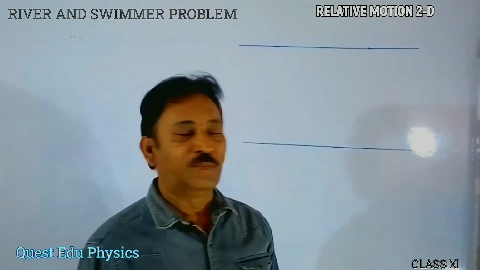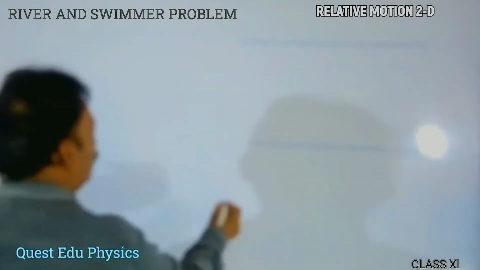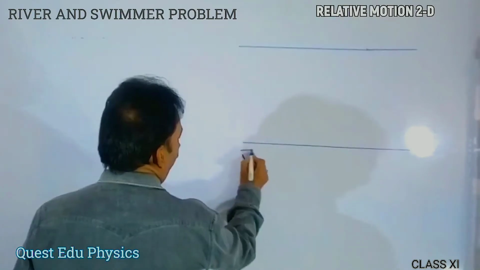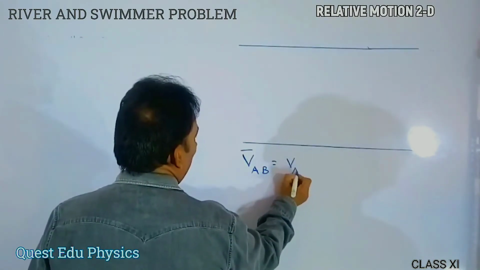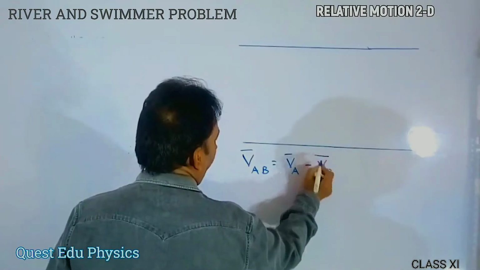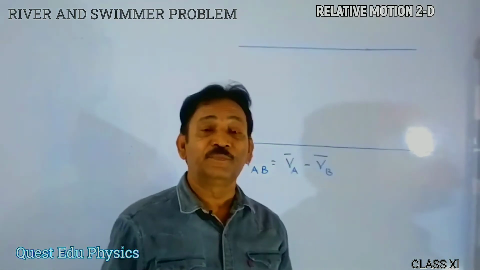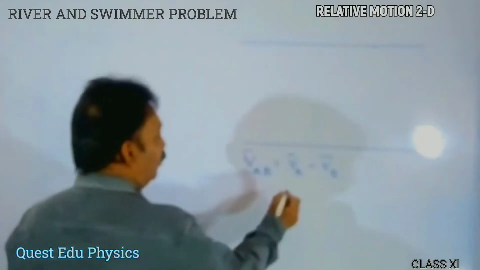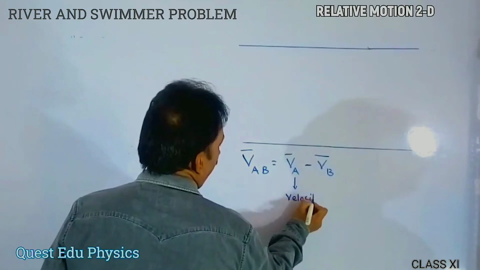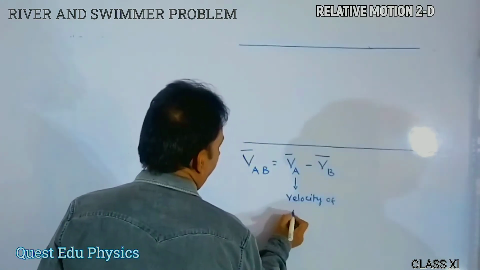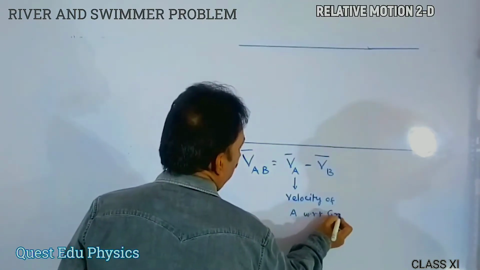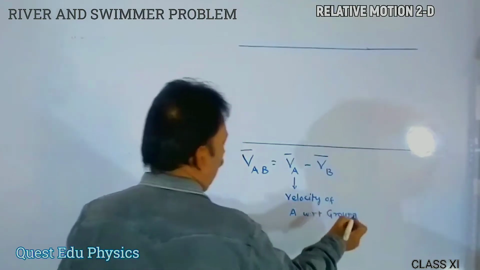In the previous video, we have learned that the velocity of a body relative to another body is written as VA bar minus VB bar. And also I told you, in this one, VA means the velocity of A with respect to ground. Okay. And what is VB?